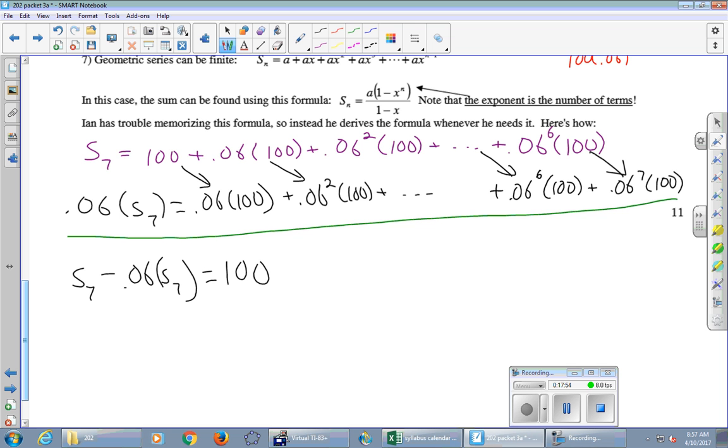So is that it? This last term in black had no partner from up above, right? And we were doing purple minus black, so this one is going to get subtracted. Minus 0.06 to the 7 times 100. See it? So everybody cancels except for the first term in one and the last term in the other.